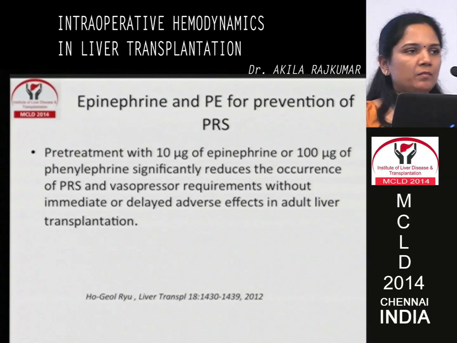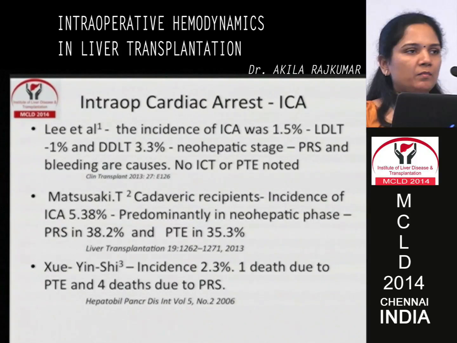This again has been tried, prophylactic vasopressors, giving epinephrine and phenylephrine for prevention of PRS before the clamps are released. Again, that seems to work out very well. It significantly reduces the occurrence of PRS, and also vasopressor requirements after transplantation. But overall, it does not affect the mortality or the ICU stay. It just reduces the occurrence of PRS.